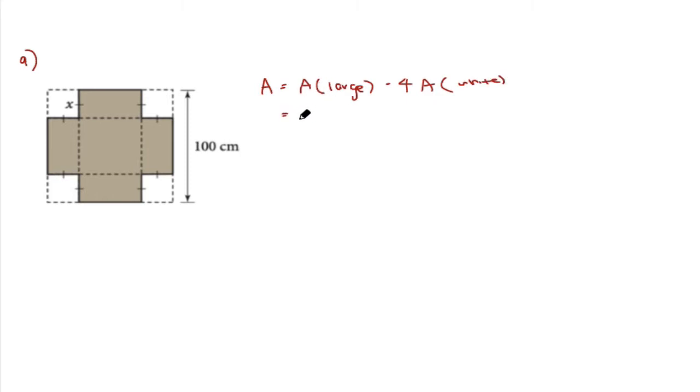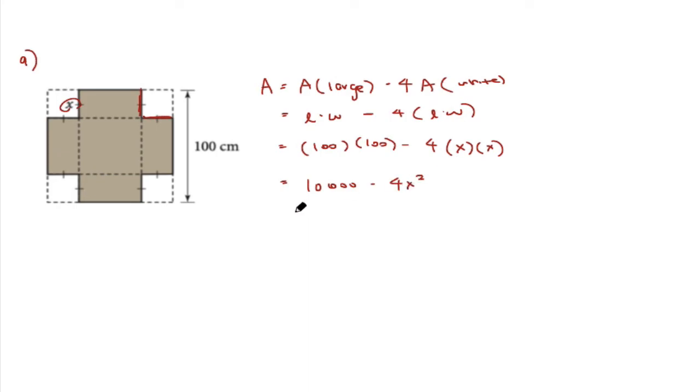So area of the large square is going to be represented by length times width, and it's going to be minused by 4 times the length and width of those small white squares. So length times width of this large square is going to be 100 centimeters by 100 centimeters. And these 4 white squares are represented by x and x, as they said here. So x times by x, so it's going to be 10,000 minus 4x squared. And here's our expression for area.